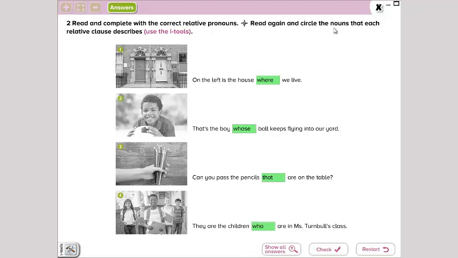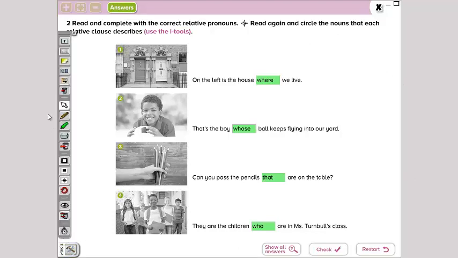Now we're going to read again and circle the nouns. Vamos a circular el noun que describe cada una de las each one of the classes, right? So what are we talking here about? A house, right? Acerca de la house. And here, that's the boy whose ball keeps flying into our yard. ¿De quién estamos hablando? Del boy. Del boy. No, I'm sorry about that circle.